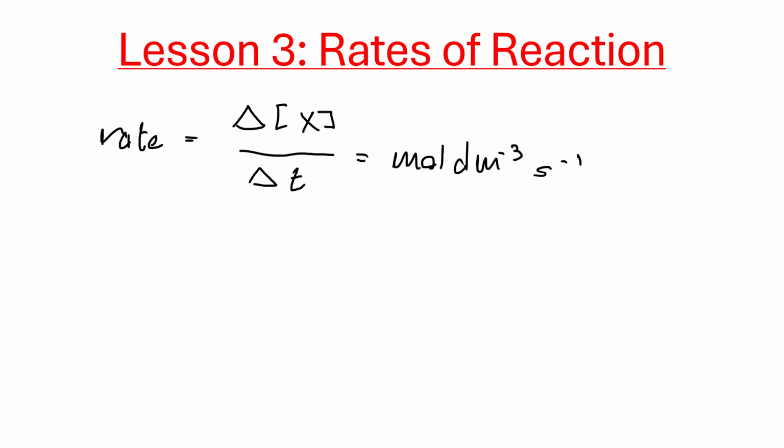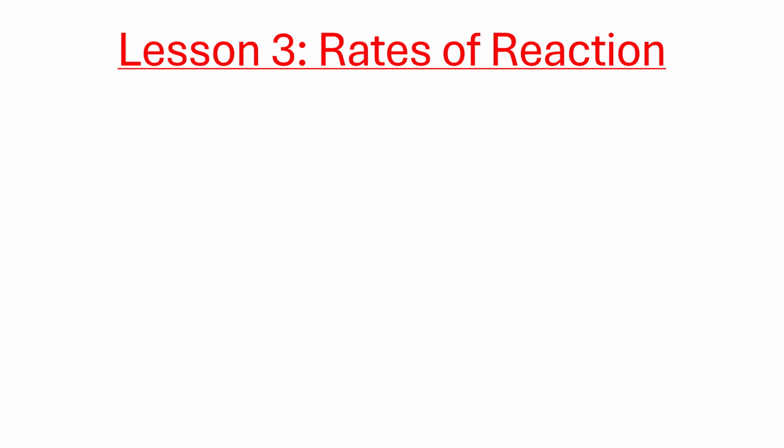Just a quick side note. When I write brackets X, this means concentration of X. X could be a reactant or it could be a product. So the rate is often proportional to the concentration.